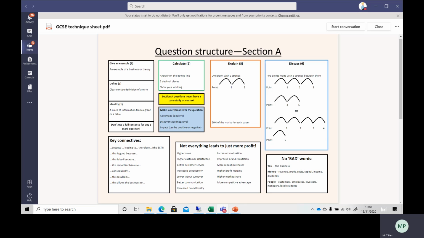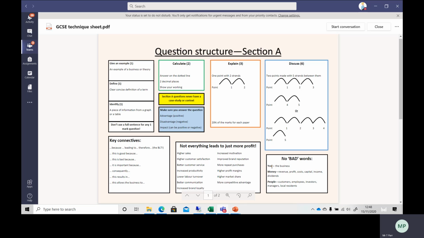So if we're thinking about laws, if employment law is being followed correctly, it means the employee is going to be happier, which can lead to increased productivity, better communication, increased brand loyalty. I'm not going to read them all through, but just bear in mind that not everything leads to more profit.